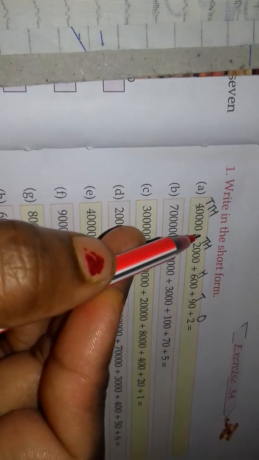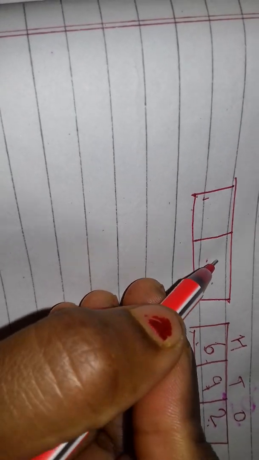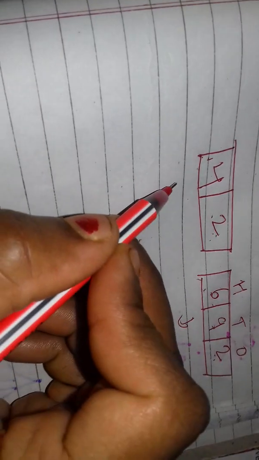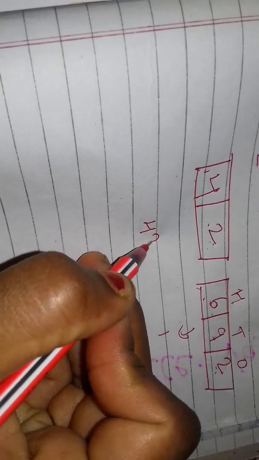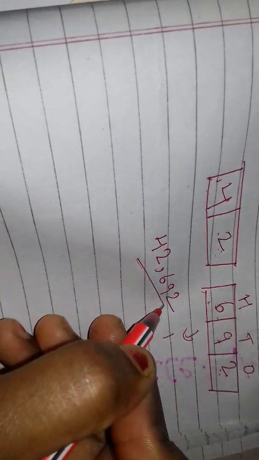Then at 1000 what is given? At 1000 2 is given, at 10,000 4 is given. So this is the thousand period, so we will write 2, and 10,000 place 4. So this is the number. If we write this by putting comma, so 42,692, this is the short form for this large number.